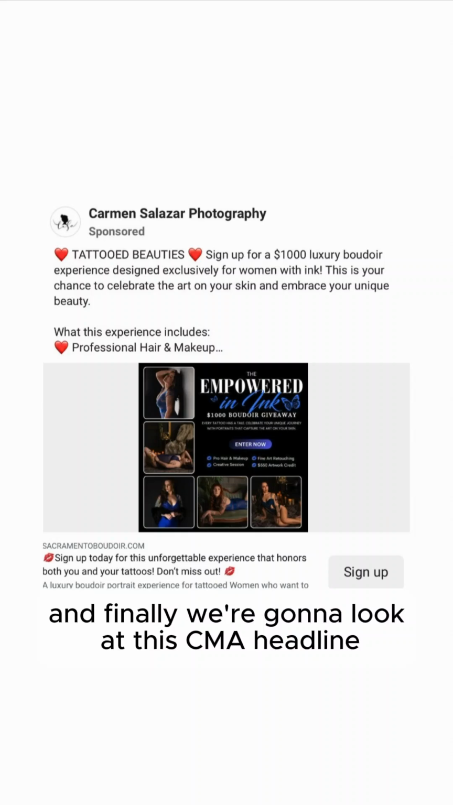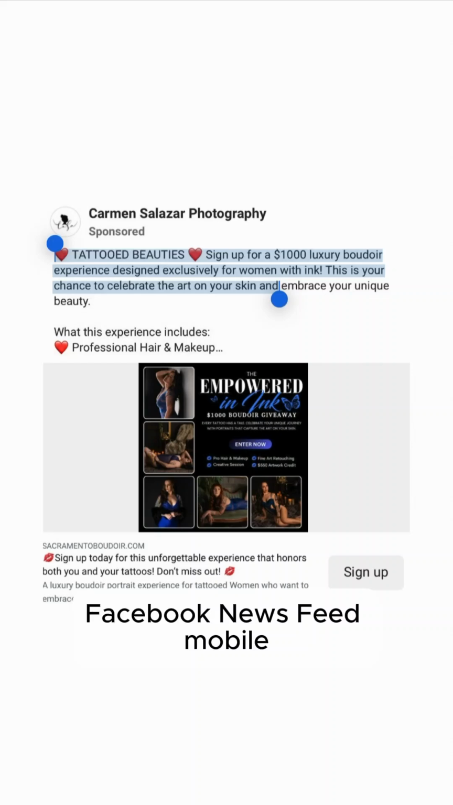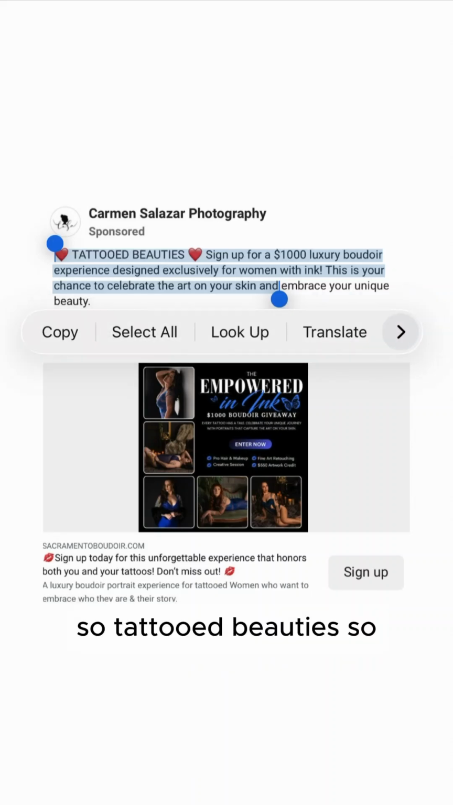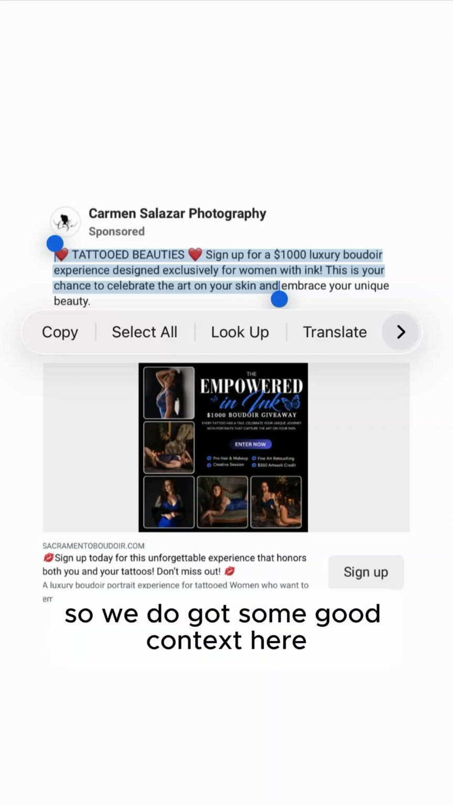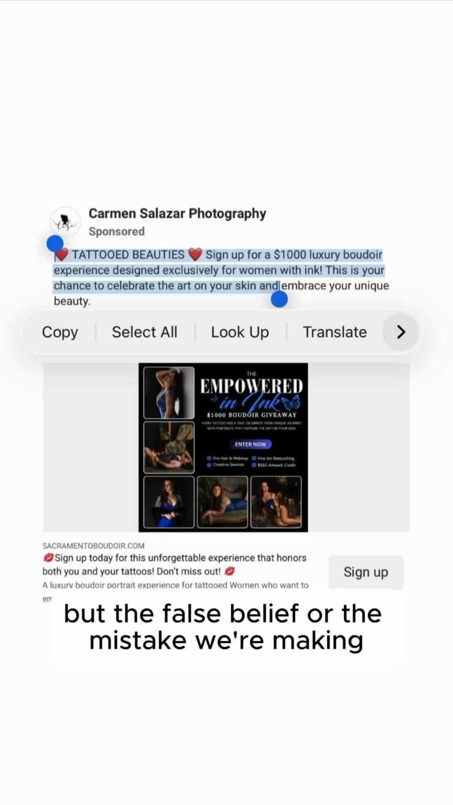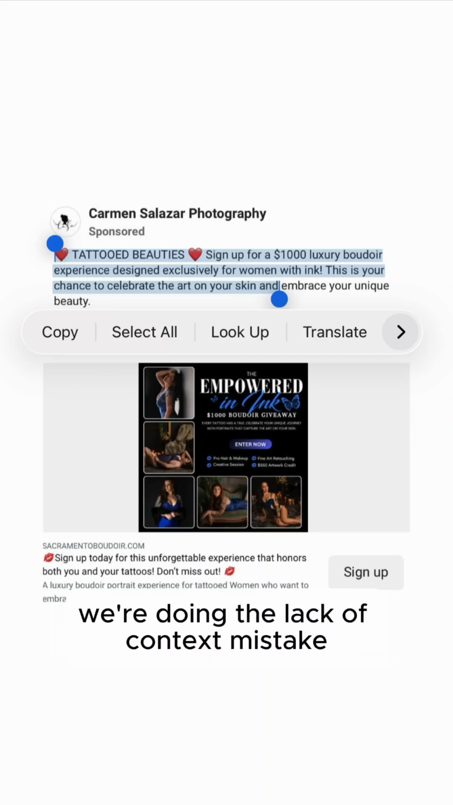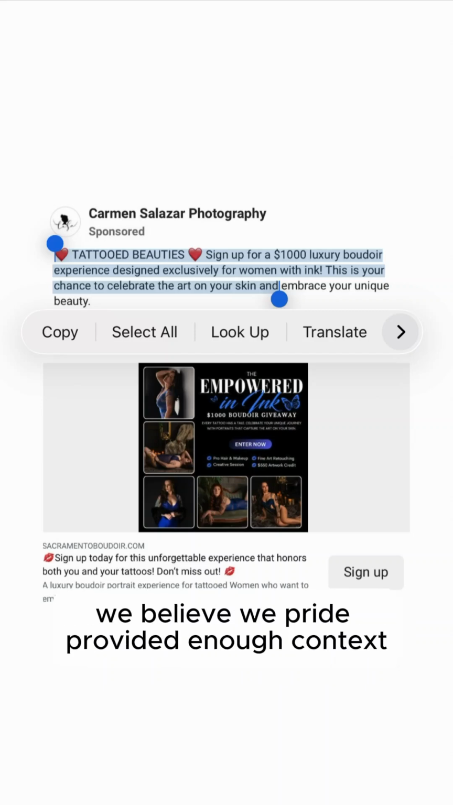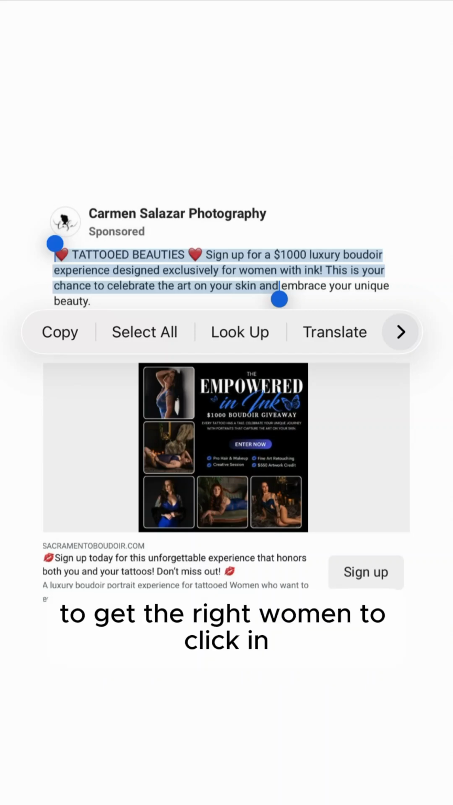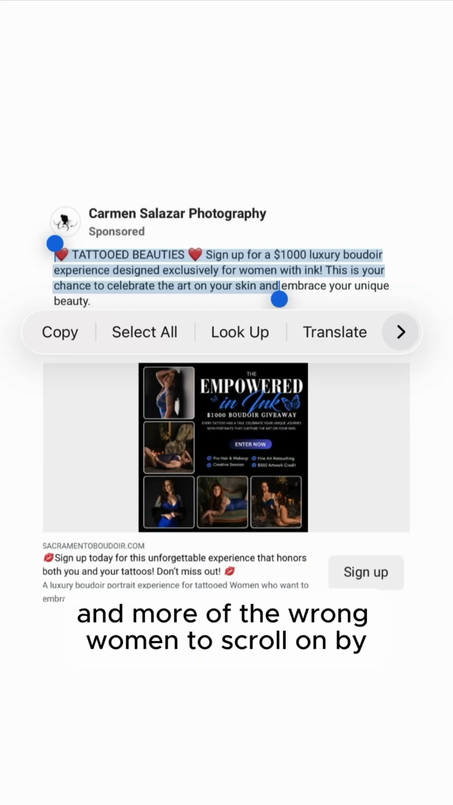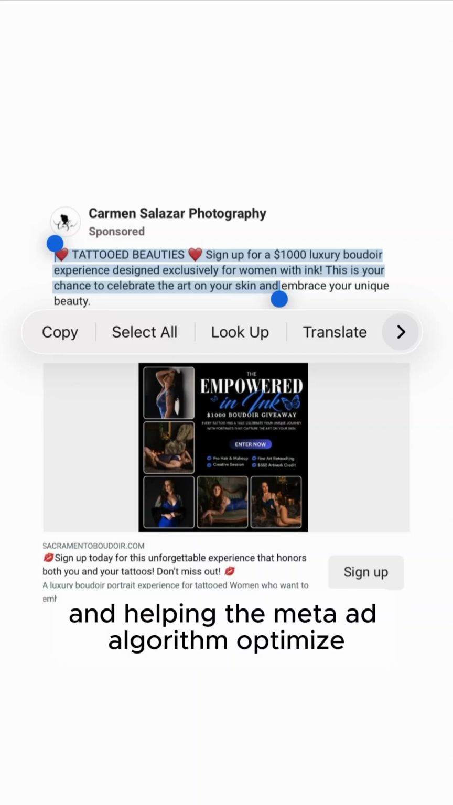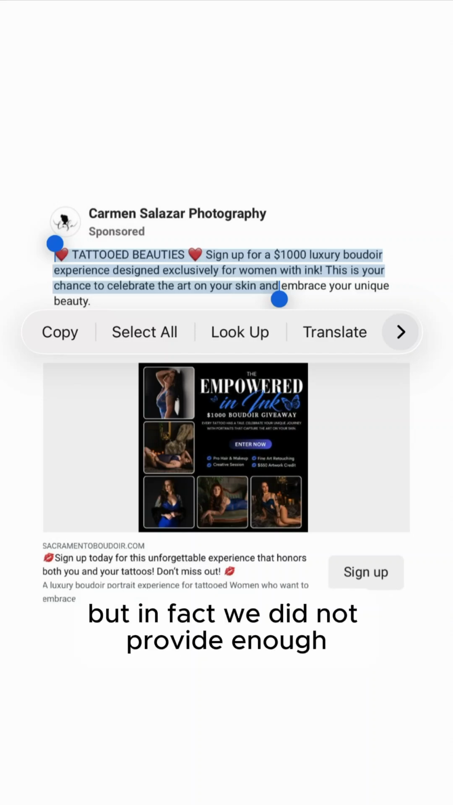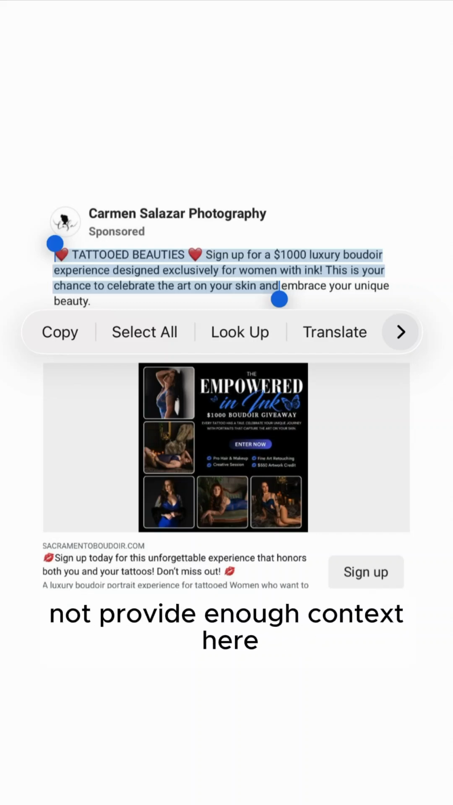And finally, we're going to look at this See More headline, the first 2 3/4 lines, Facebook newsfeed mobile. So, tattooed beauties. So, I think that's your chance. All right. So, we do got some good context here. But the false belief, or the mistake we're making, is the lack of context mistake. The false belief that causes us to make this mistake is we believe we provided enough context to get the right women to click in, and more of them, and more of the wrong women to scroll on by, and helping the meta ad algorithm optimize. But in fact, we did not provide enough context here.